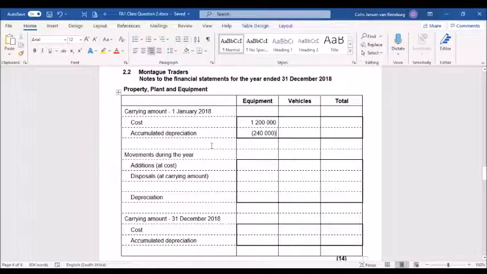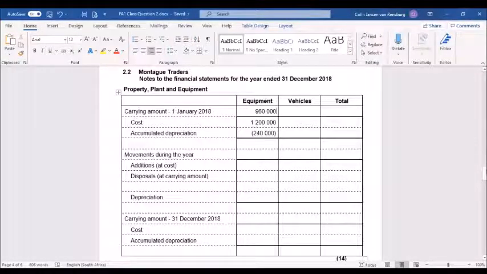Okay. So, ladies and gents, there we now have the cost at the beginning of the year, as well as the balance on the accumulated depreciation account for which category of asset or which category of property, plant, and equipment, right? So now we have to go and complete that little sum. So 1,200,000 less the 240,000 gives us 960,000, right? So that is our net carrying amount at the beginning of the year on the equipment.